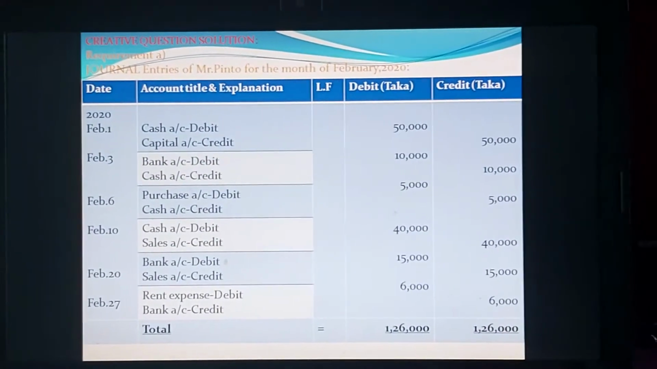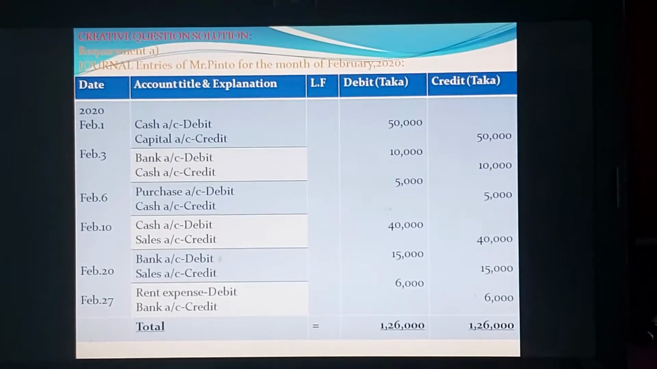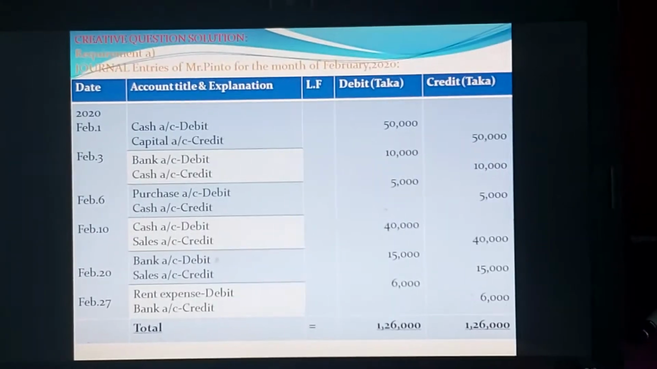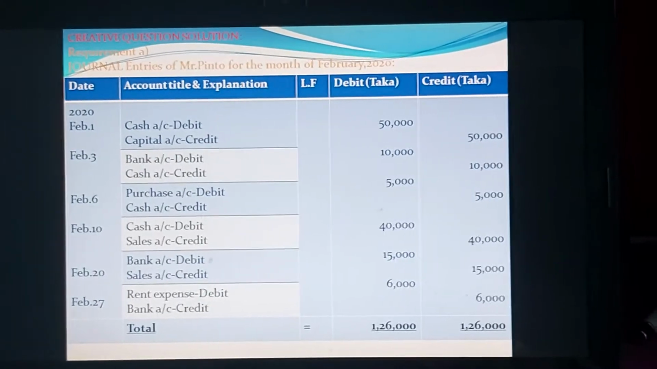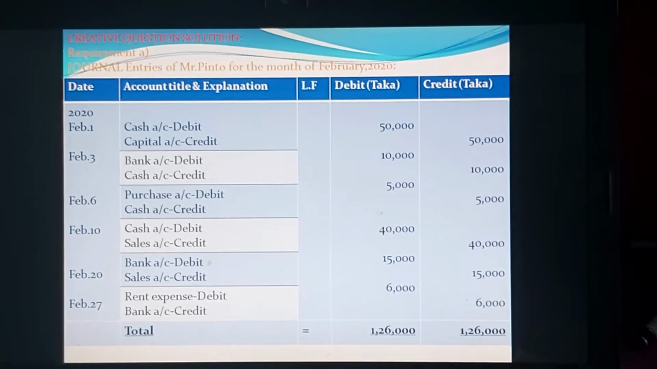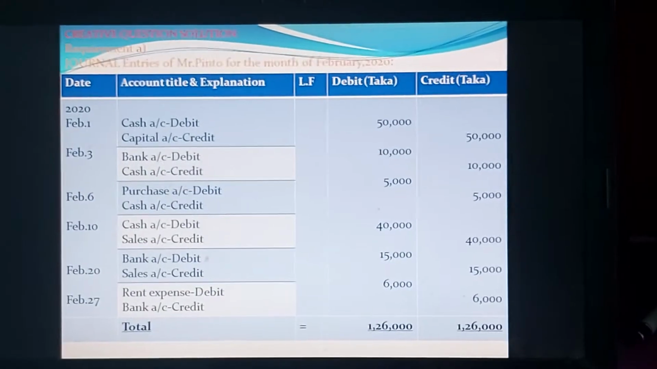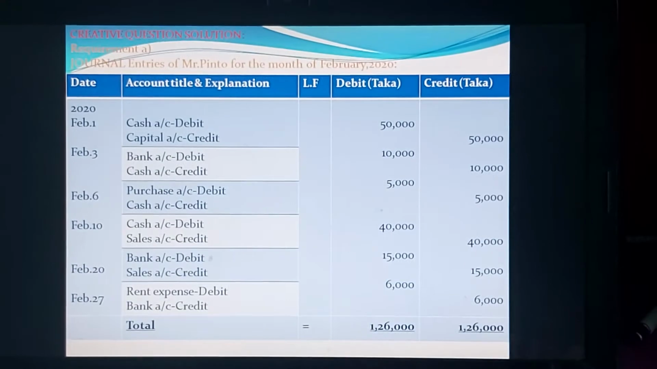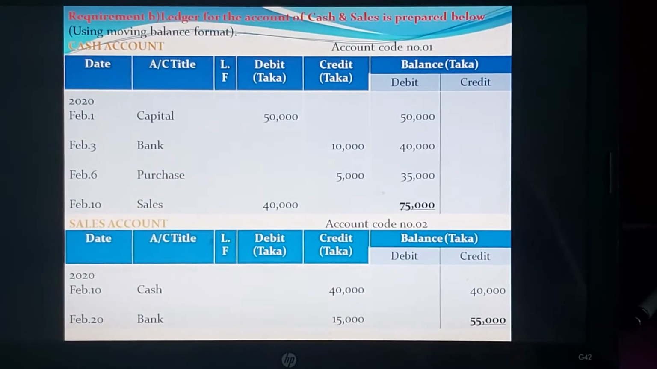From this moment, you have to remember: when the cash account is debit, then for posting to the ledger you have to go to the cash account's debit column. And when the cash account is credit, then for preparing the ledger you have to go to the cash account's credit column. Now, for the first transaction, February 1, cash account debit, capital account credit. You can go to the next slide for the ledger cash account.